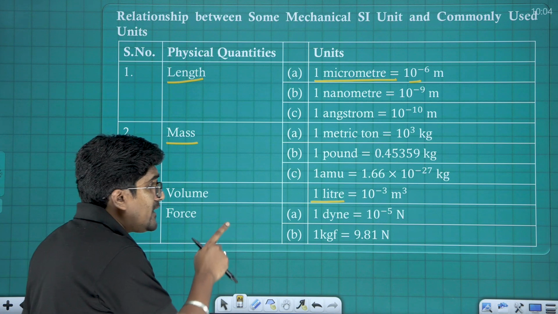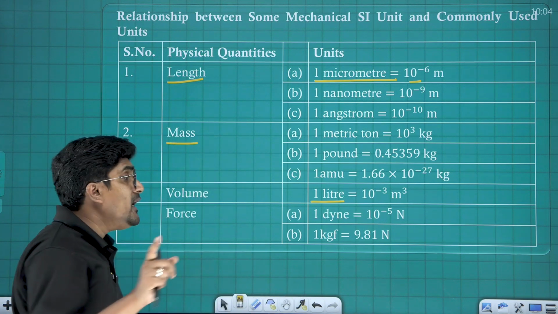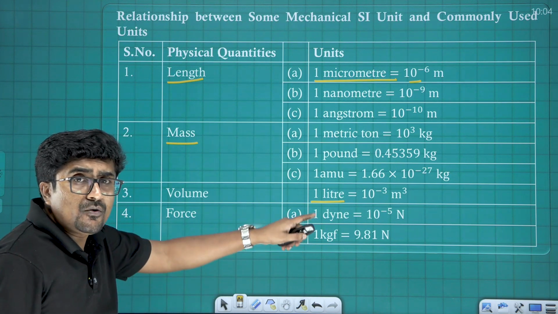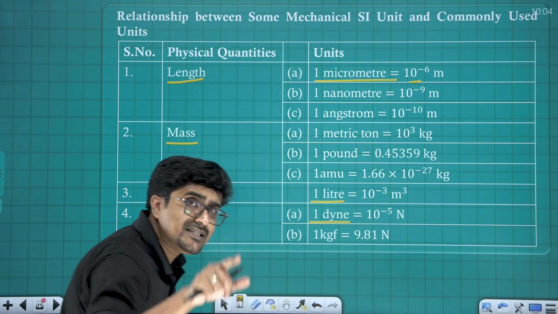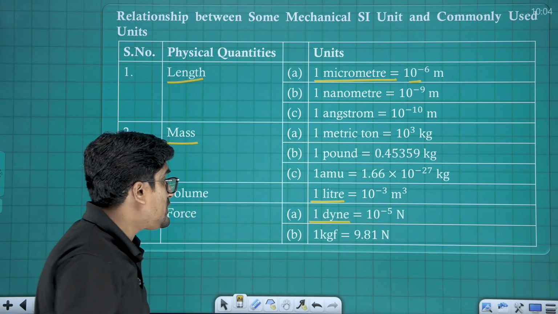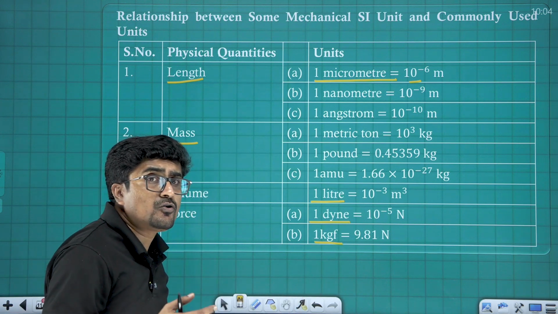That particular part is very, very important. I repeat once again, 1 liter is 10 to the power minus 3 meter cube. And next one is about force. Here we have another unit. In the CGS system, that is 1 dyne, and it is 10 to the power minus 5 Newton. Another unit of force is kilogram force, especially related to weight and all.